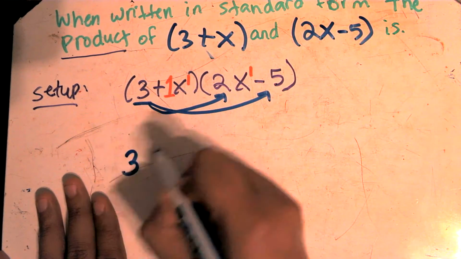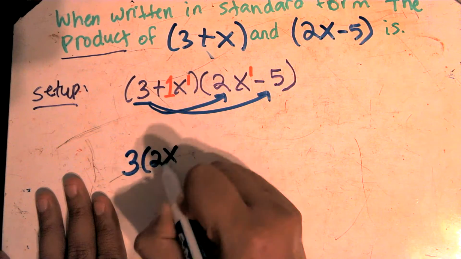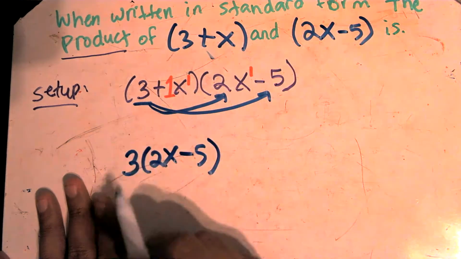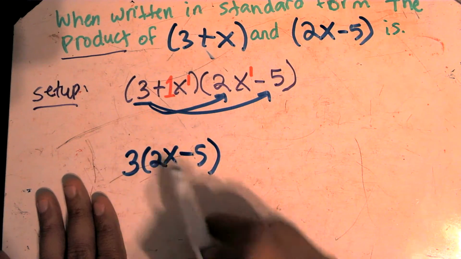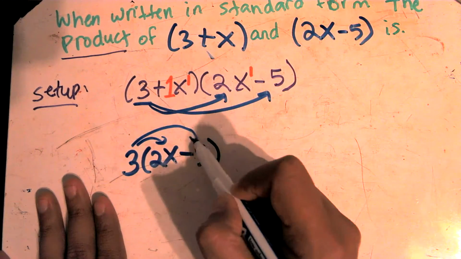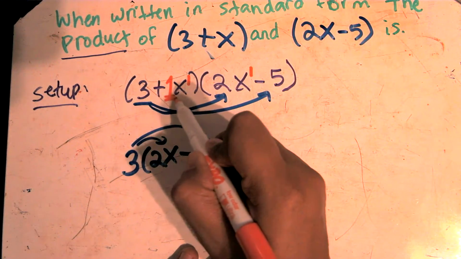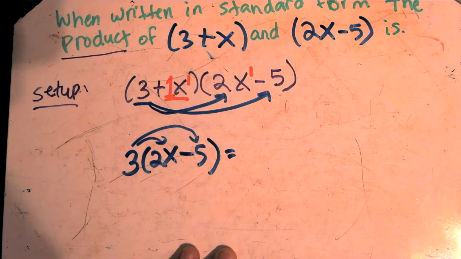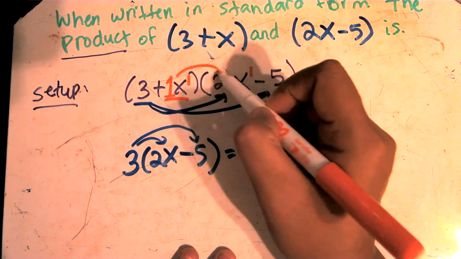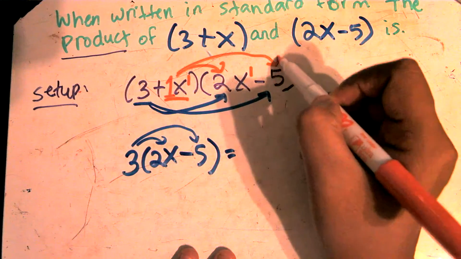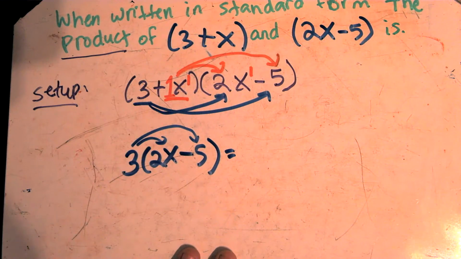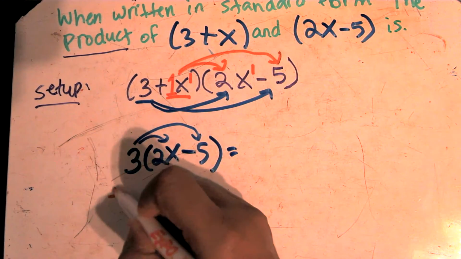And that's why we can write it this way. 3 is being multiplied to the entire second polynomial. But we also have, in the first polynomial, the term of positive 1x. That term is also going to be multiplied to the entire second polynomial.